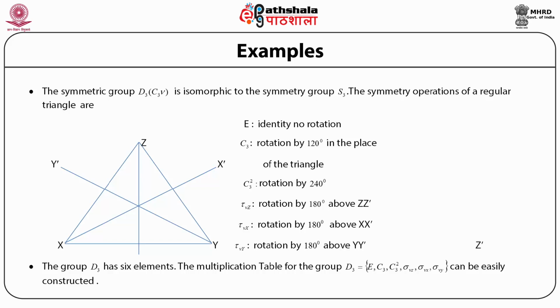One being the identity, second the rotation by 120 degrees in the plane of the triangle, which is C3, rotation by 240 degrees, C3 square, rotation by 180 degrees about ZZ prime, sigma_v Z, rotation by 180 degrees about XX prime, sigma_v X, and sigma_v Y, a rotation by 180 degrees about YY prime.